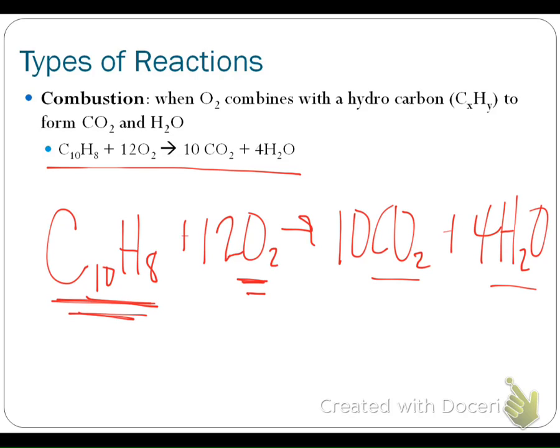So you'll have to know these 4 types of equations. Whenever you see a hydrocarbon with oxygen that forms CO2 and water molecules, that's going to be an example of a combustion reaction. As you're balancing equations, you're going to have to start determining what types of reactions those are.